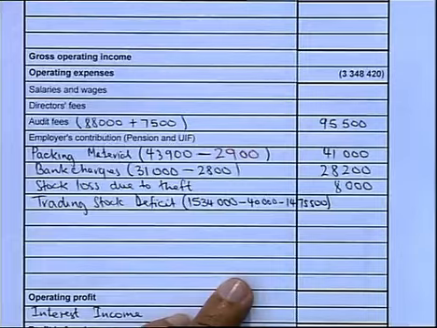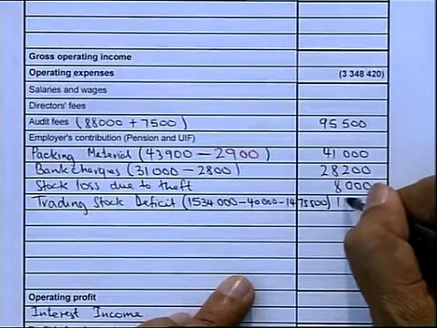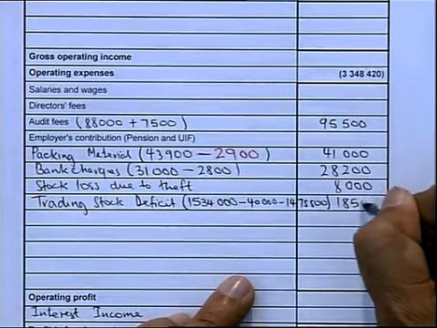It's 1,534,000 minus 40,000 for the stock that was stolen, then minus the 147,550. So the trading stock deficit will be 18,500.